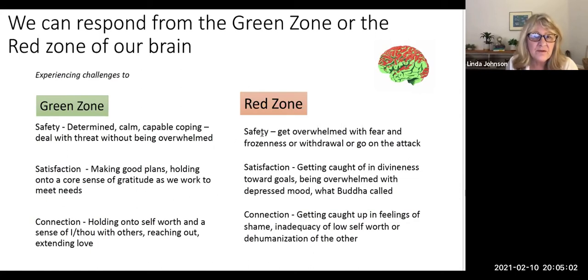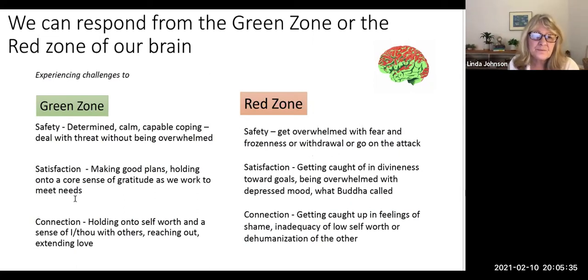But if we're in the red zone and our safety feels threatened in some way, say we have to move, say we're just feeling agitated because of feeling pressure like I was last night, we can get overwhelmed with fear and frozenness, or withdraw, or go on the attack, right? So I was vulnerable to snapping at my husband over what he said because of interpreting what he was saying in a more negative way than he meant it, because of the red zone state I was in, put a little red zone tint on what he shared, right?